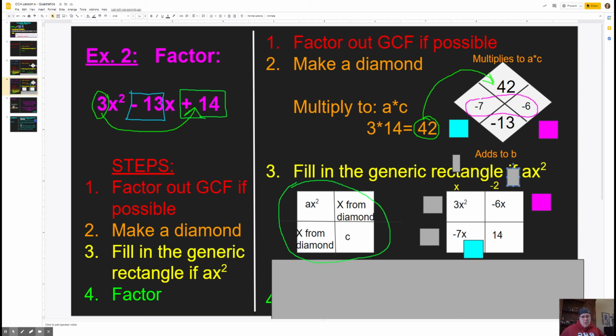And then let's go with Ymir, Betsaida, Ian, and Jayla. What are we going to pull out of 3x squared and negative 6x? Knowing whatever this is under this gray box times x gives us 3x squared.